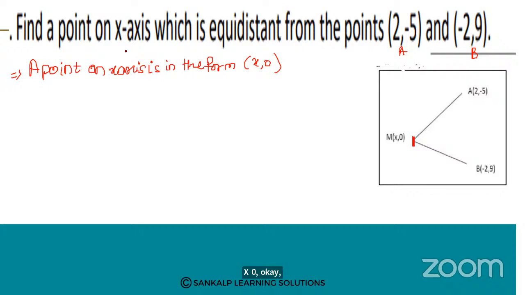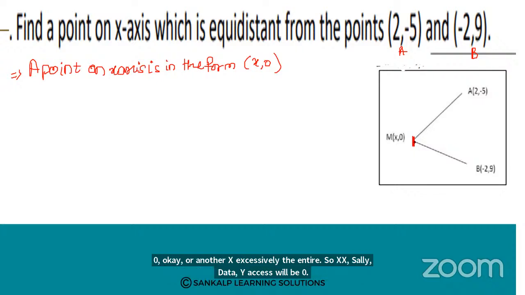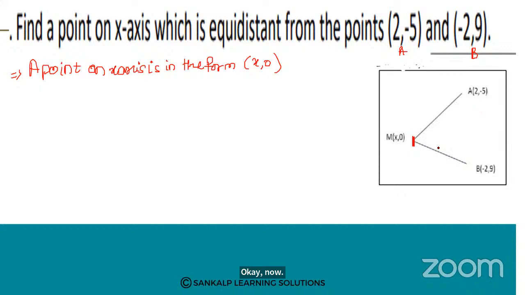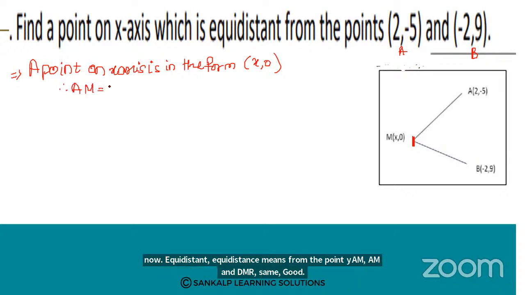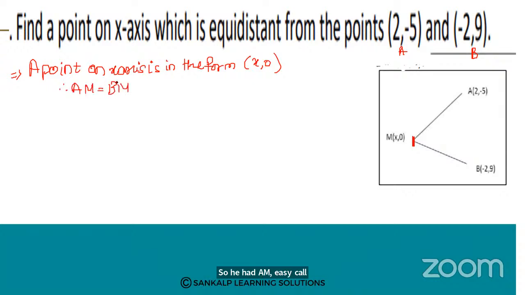Okay, now equidistance means from the point M, AM and BM are the same. So here AM is equal to BM. These two sides are equal, equidistant. Now we'll find the distance of AM. Distance of AM is equal to distance of BM.